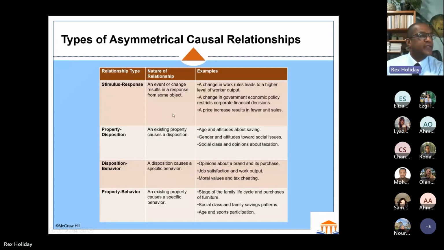So, okay, let's look at this first one here. Any event or change results in a response from some object. And here are the three examples that they gave. A change in work rules leads to a higher level of work output. So, what could be an example of something like that? What could change in work rules that might lead to a higher level of worker output?